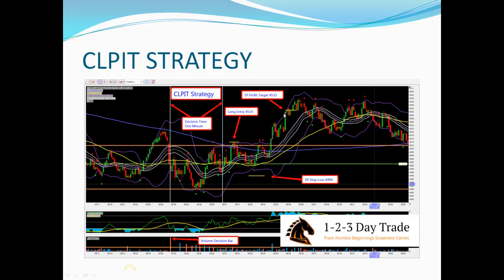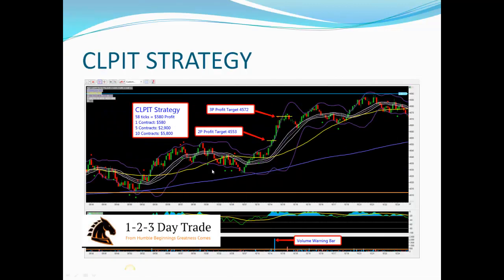Now, 1R, that's your initial target before you move to break even, on a very simplistic basis. But your decision time is right in here. You're making a decision which way you're going to bracket off the market, and you're just basically going to go with the flow. You're going to let the market take you into the trade, and you're going to run with it. So this is the conclusion of this trade.